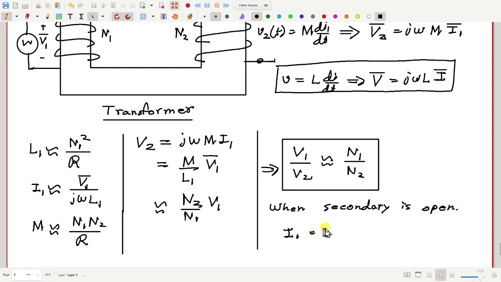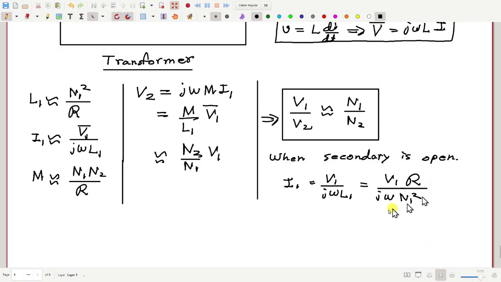So when the secondary is open, we have I1 is equal to V1 by j omega L1, and so this is equal to V1 by j omega, how much is L1? L1 is N1 squared by reluctance. And how much is reluctance? Let me write below, V1 by j omega N1 squared, and reluctance is l divided by mu A. l is the length of core, A is the cross-sectional area of core, mu is the permeability of core.